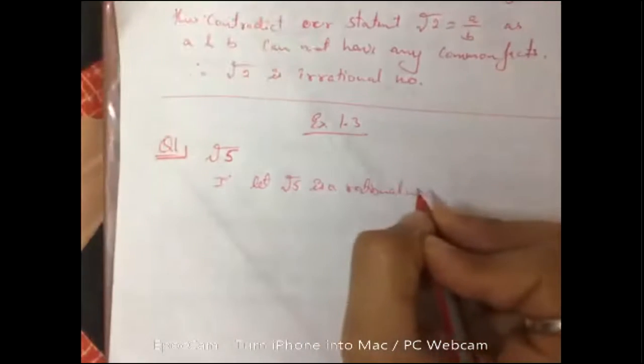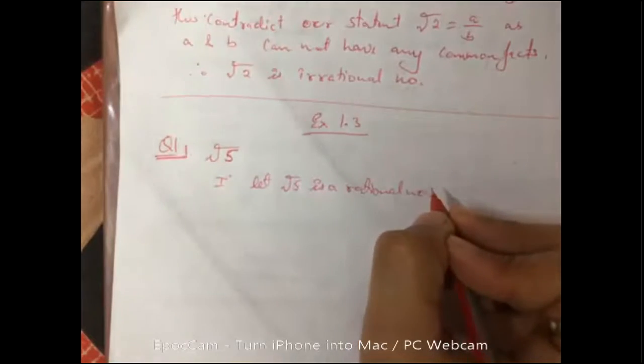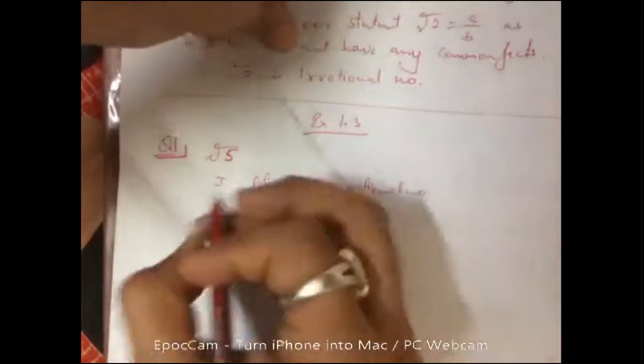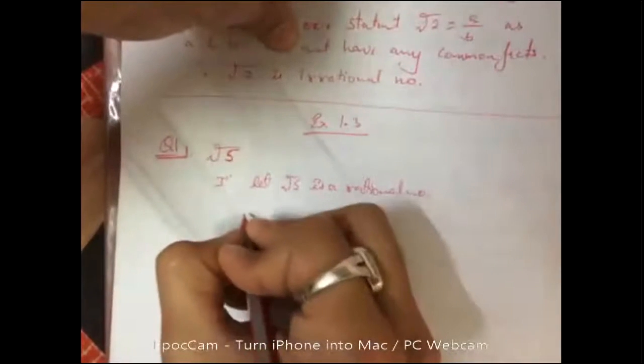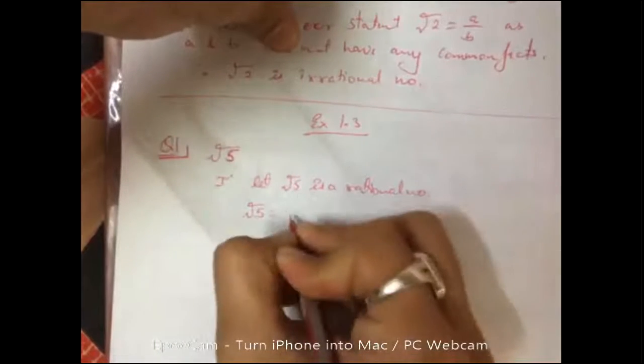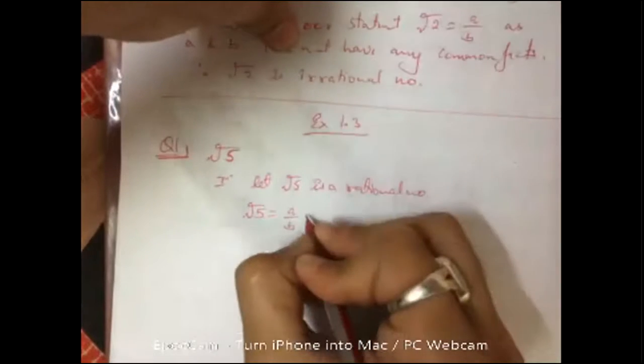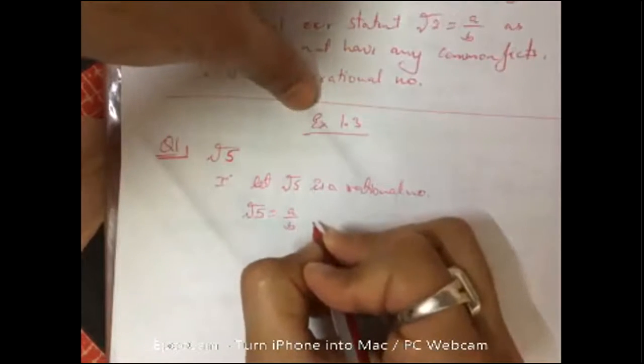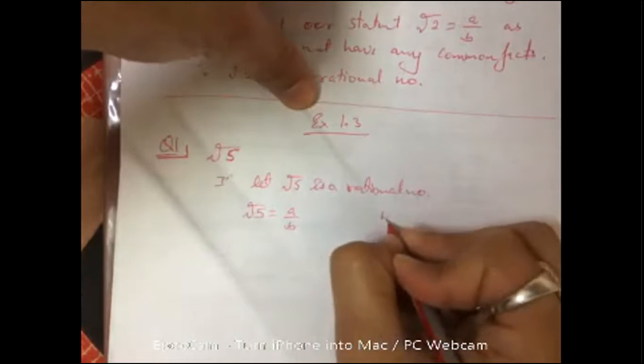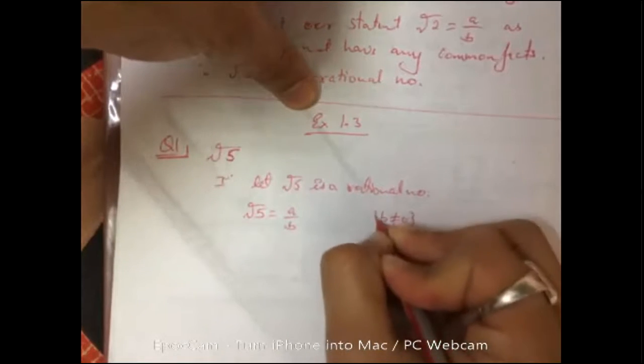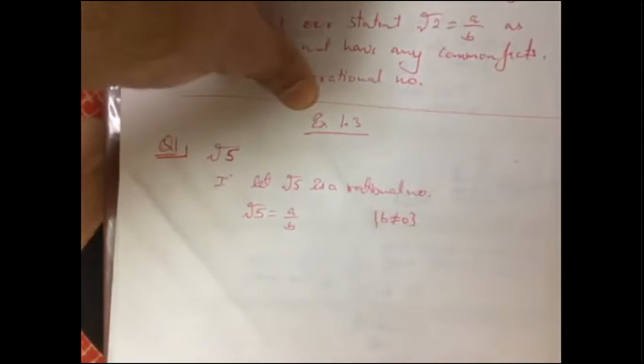Let root 5 be a rational number. If it is rational, then root 5 can be written in the form a by b, where a and b are co-prime numbers, and b is never equal to 0.